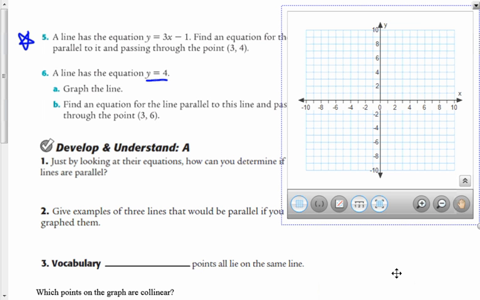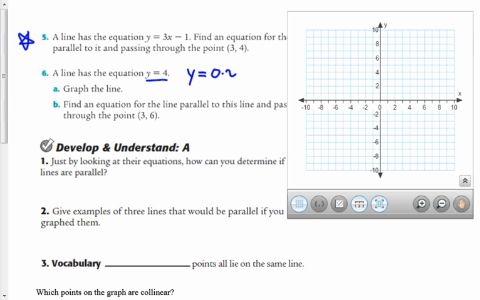All right, so it says graph the equation y equals 4. Well, y equals 4, notice it just has a constant term, there's no slope, which means if there was a slope, it would be 0. So this is the same line, because 0 times x is 0, 0 plus 4 is 4. So my slope is 0, and my y-intercept is 4. So my line goes right through there.